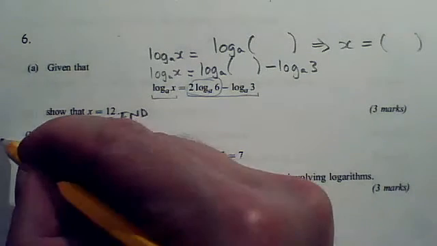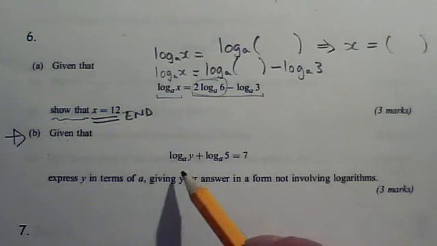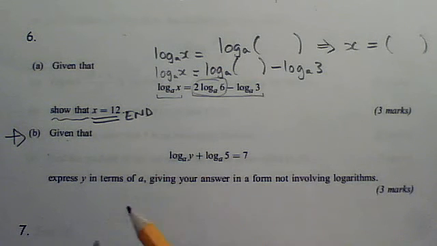Part B is, guess what, a re-entry point. We've now got two logs adding up to 7. We've got to express y in terms of a. Okay, there are two approaches.